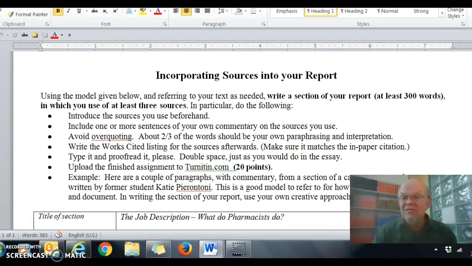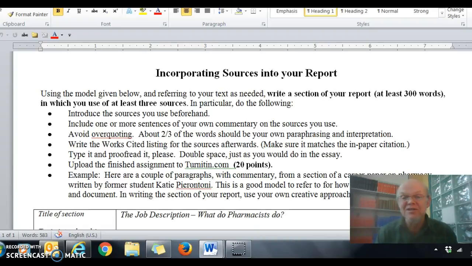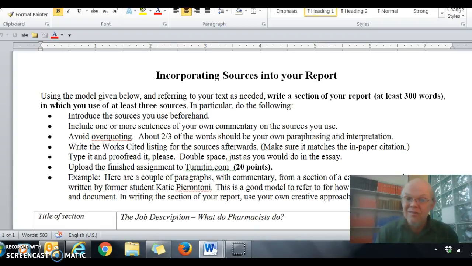This week's assignment is to write a section of your report in which you do just what we were talking about with those four tips to using sources correctly. All right? Write a section of your report, the education section, the job description, job outlook. You decide, following these instructions, at least 300 words, possibly and probably even more, in which you use at least three sources, bringing three sources together talking about the same thing, the job outlook, the education needed, something like that. These are the instructions here.